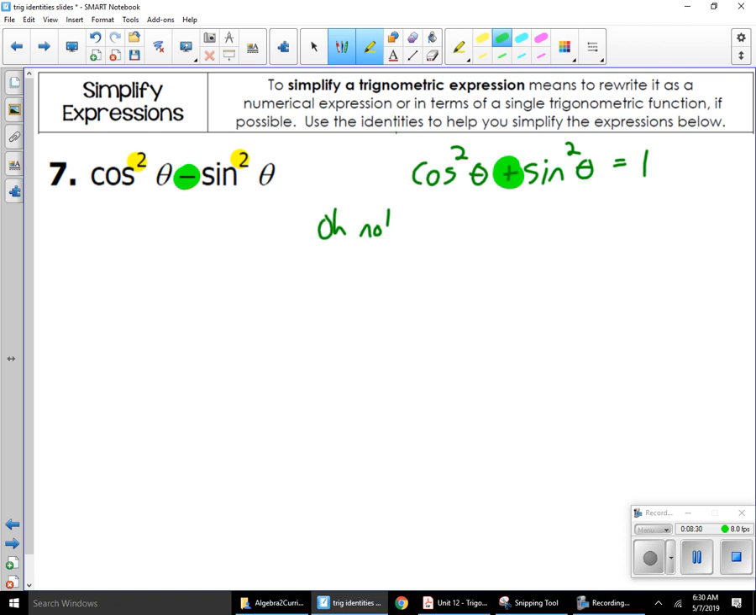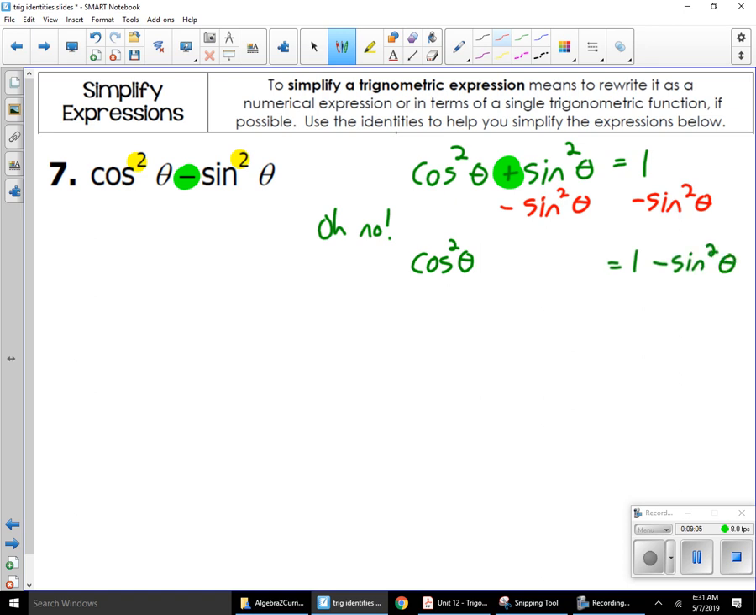Oh no. But the nice thing about an identity is that it's always true. So you can manipulate it if you like. Again, there's always more than one way to go about one of these problems. So what I'm about to do, you might choose to do a different way. But what I'm going to do is subtract sine squared of theta from the identity in order to create a different version. Now I have cosine squared of theta is 1 minus sine squared of theta.